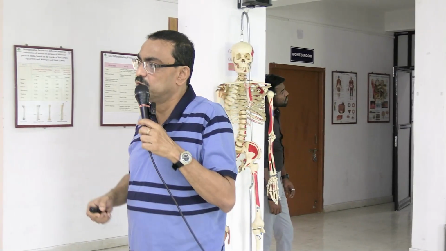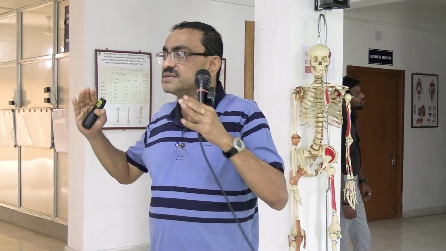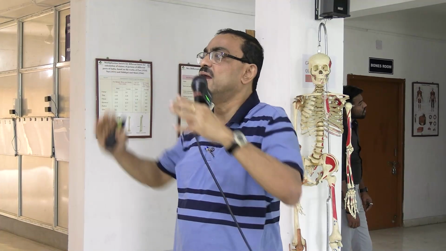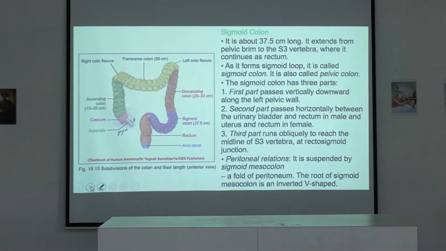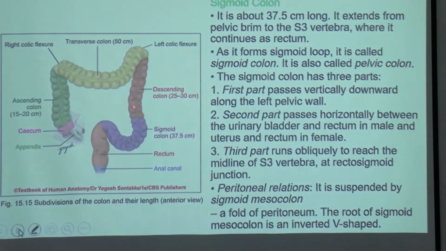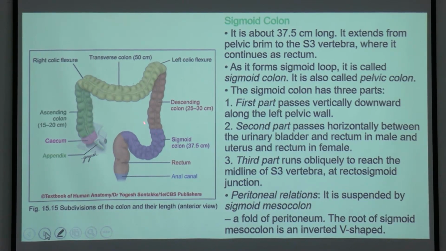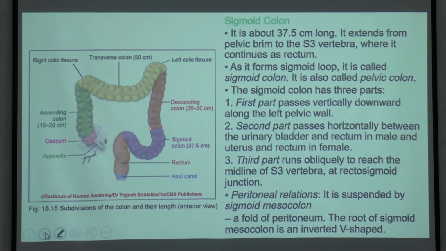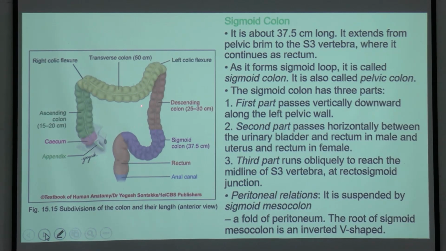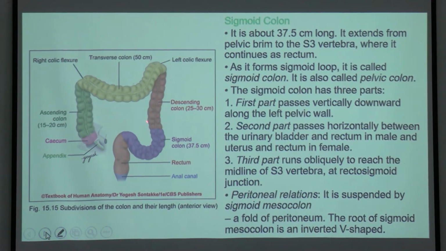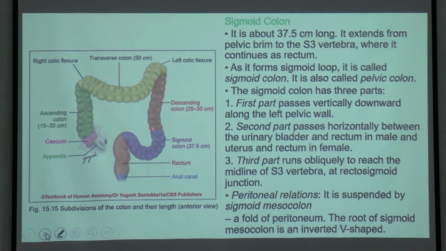that is a peritoneal fold, which is triangular in shape. In a triangle we can see an apex. Here we can also see an apex. The sigmoid mesocolon is triangular. From here we can draw one line. Here we can form a triangle, and this is the sigmoid mesocolon.